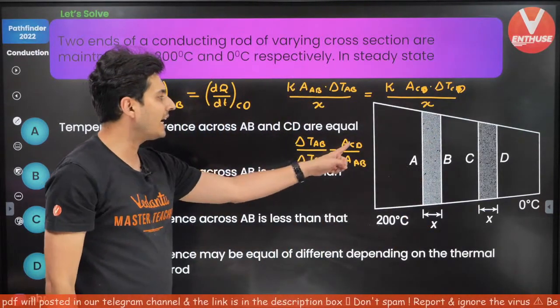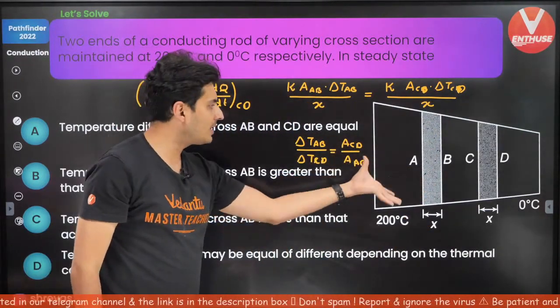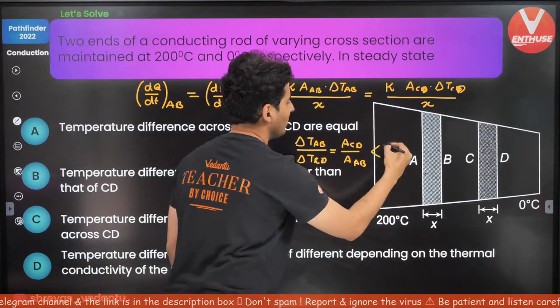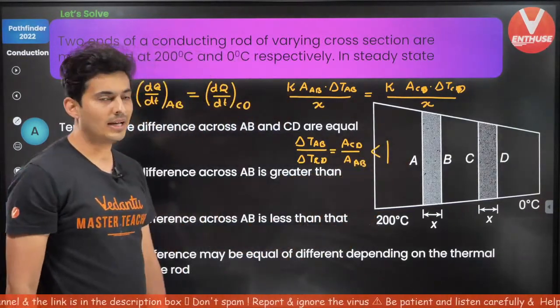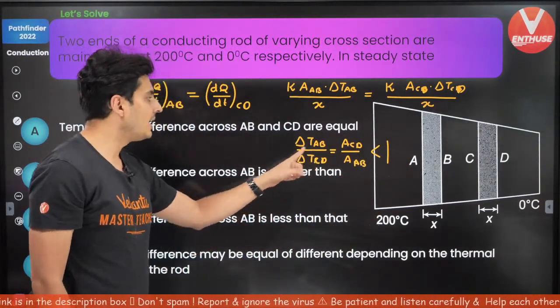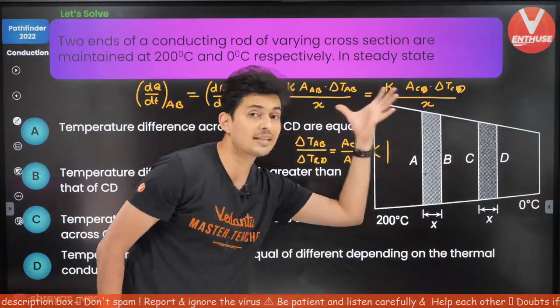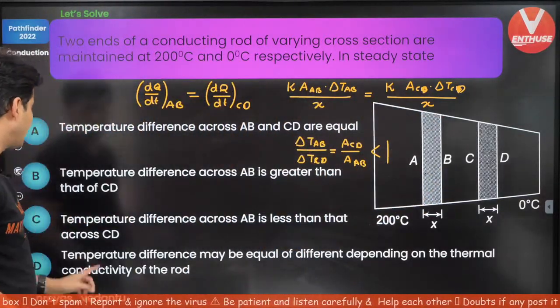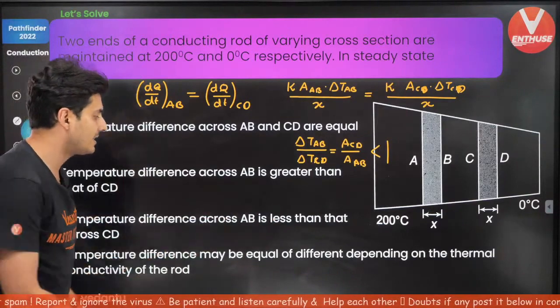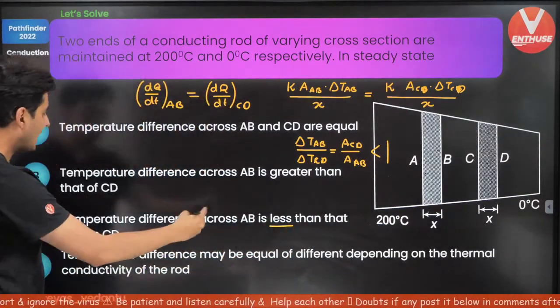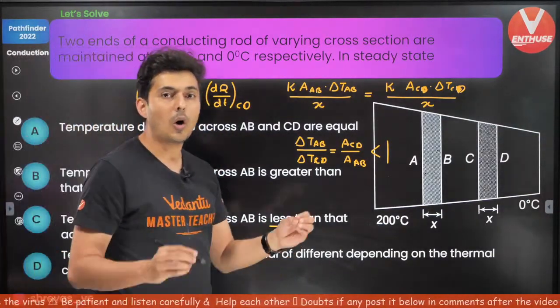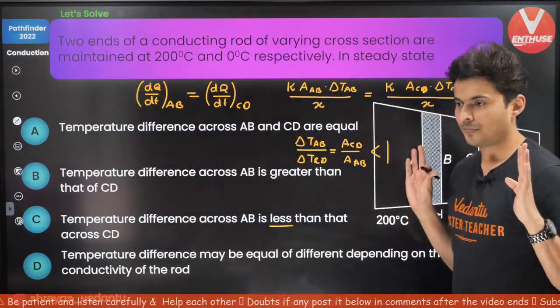So what do you think? Area of CD is less, right? Area of AB is more, right? So isn't this ratio less than 1? If this ratio is less than 1, AB's temperature difference is less, CD's temperature difference is more. So temperature difference of AB is less than that of CD. That means option C is correct.